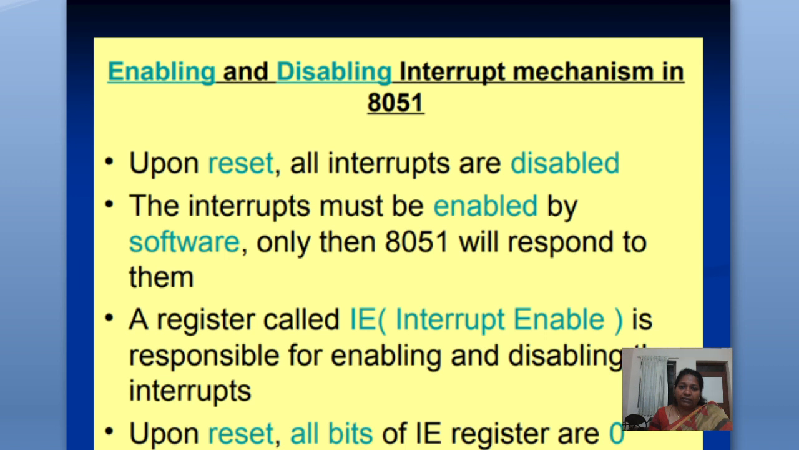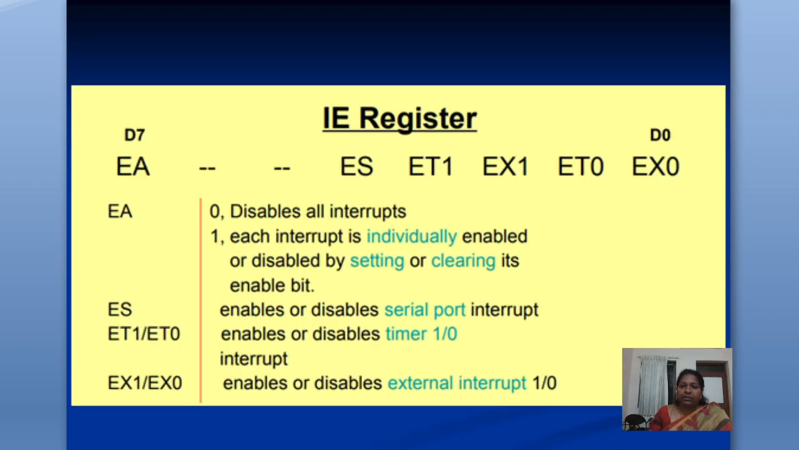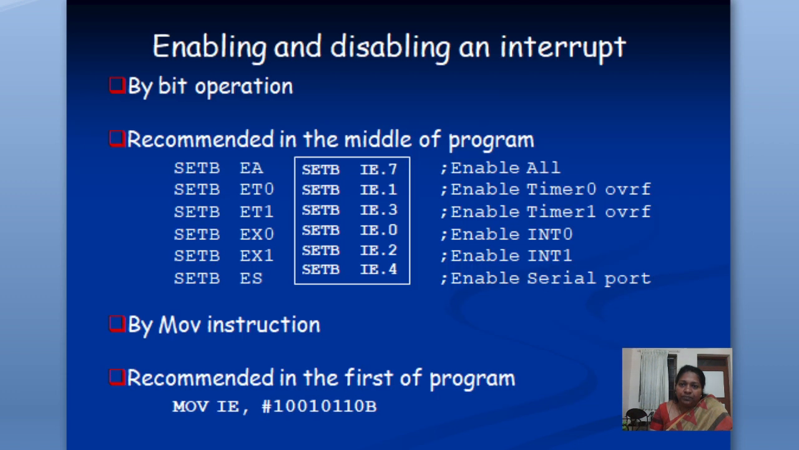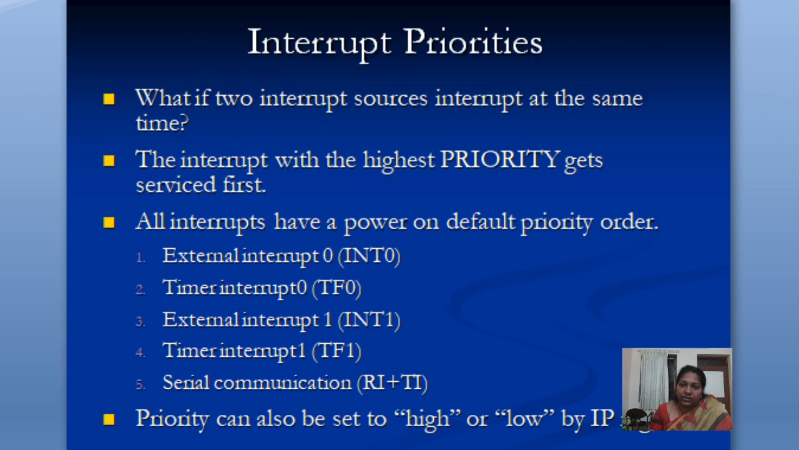Other than that, you have a register called the interrupt enable register. You have to enable this register, and there are different bits. One bit is to enable all the interrupts. Then you have individual bits to enable particular interrupts, either the external interrupt, the timer interrupt, or the serial interrupt. So this is the format of enabling or disabling the interrupt. It is just a set B or clear, because these are all Boolean instructions.